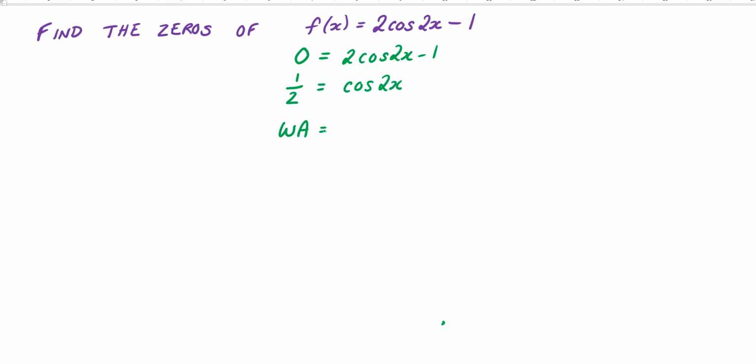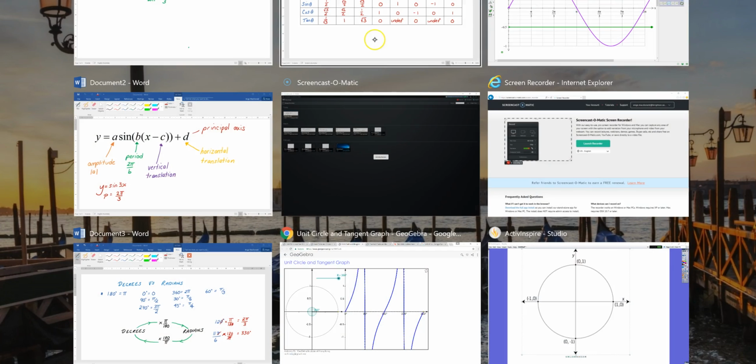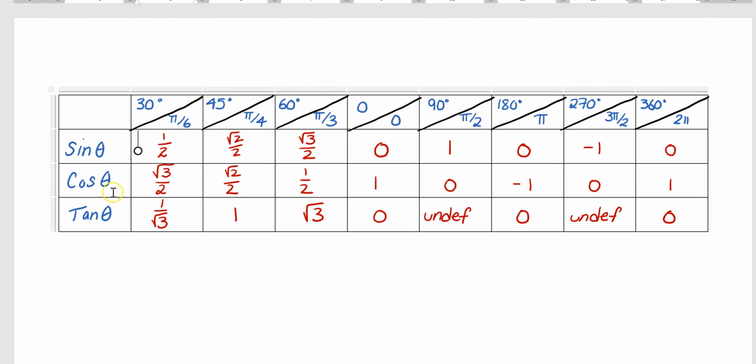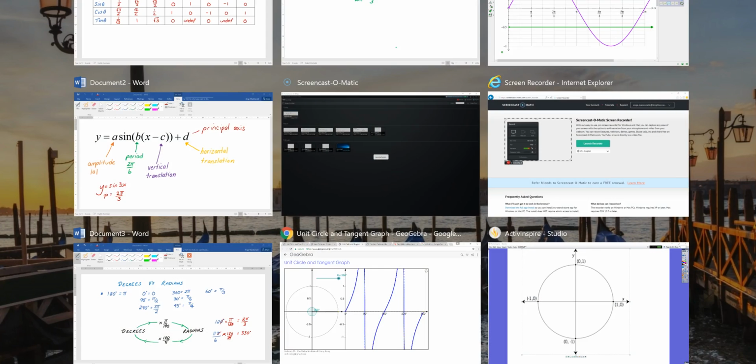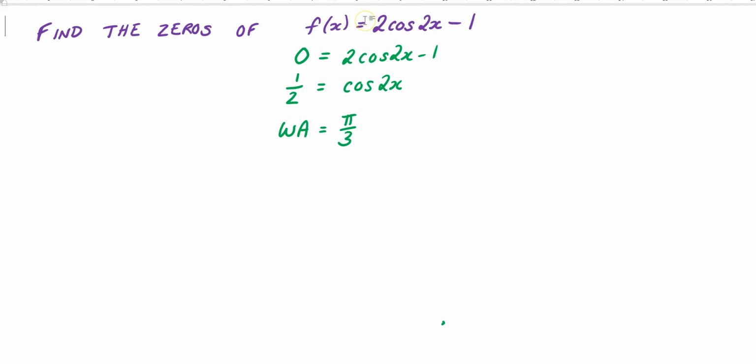And again, my thoughts are, well, I know sine of 30 is a half. That means cos of 60 has to be a half. So my working angle is pi on 3. If you're not comfortable with that, as I said, go back, look over here. So we're saying cos of a half, that's pi on 3. So that's how we can get our working angle pretty quickly.